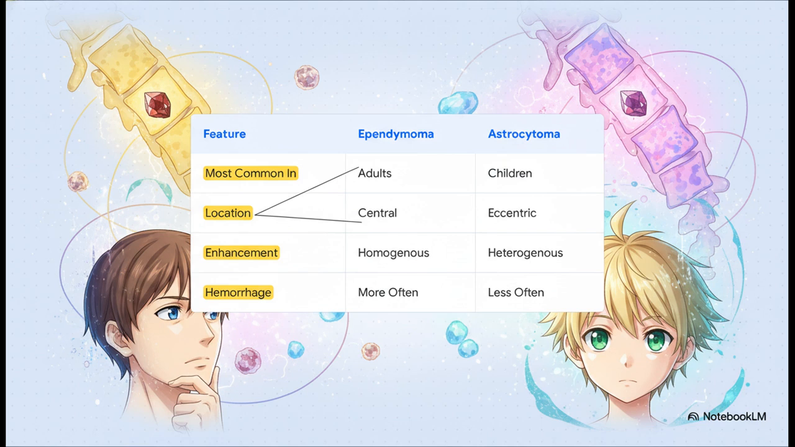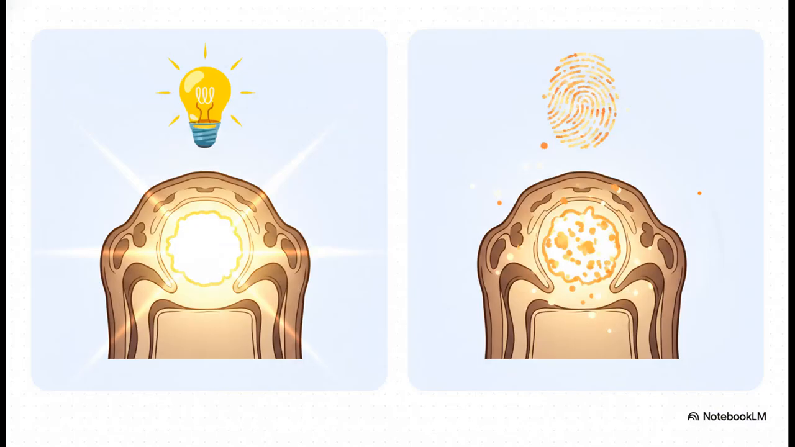But if you're looking at a child scan, the odds flip to astrocytoma. These tend to be off-center and light up in a really patchy, messy way. Here's a great way to tell them apart. Think of an ependymoma's enhancement like flipping on a light bulb. It's clean, solid, and bright all over. An astrocytoma, on the other hand, well, it's more like a messy fingerprint. The enhancement is all smudgy and irregular. Honestly, that simple analogy can be the clue that cracks the case.